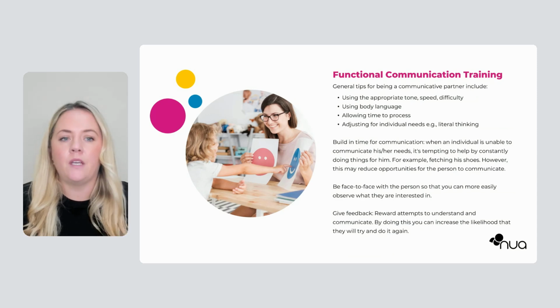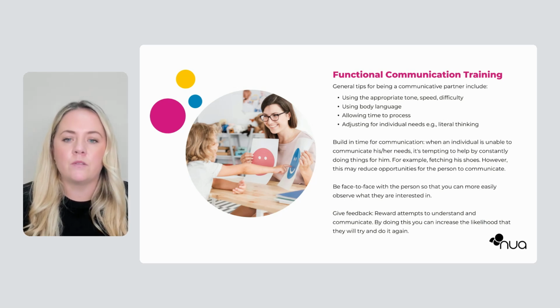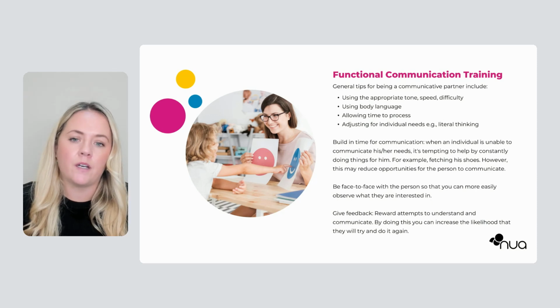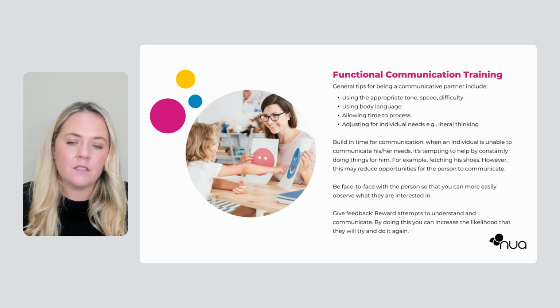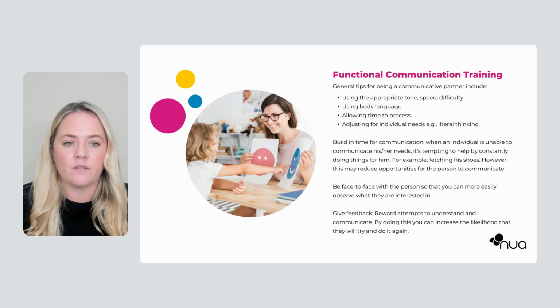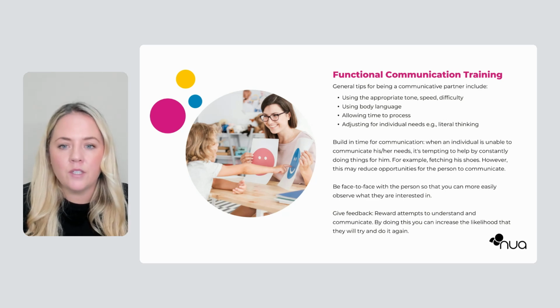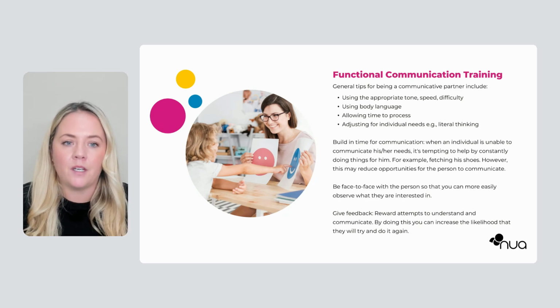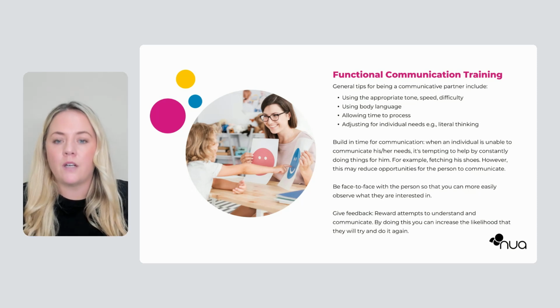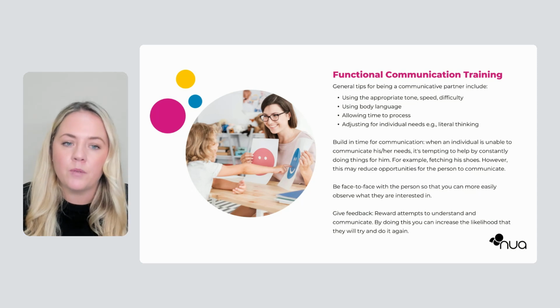Some general tips for being a communicative partner when we're looking at FCT. We're trying to use the appropriate tone, speed, and difficulty in terms of our communication with others. So we might need to slow down and simplify our language when speaking with people who are experiencing communication difficulties. We might try to use our body language, hand gestures, and so on to supplement our communication. So, using big open smiles, for example, to positively communicate with somebody, using gestures to point or hands up to stop, for example, to support the person's understanding of what it is we're trying to tell them.